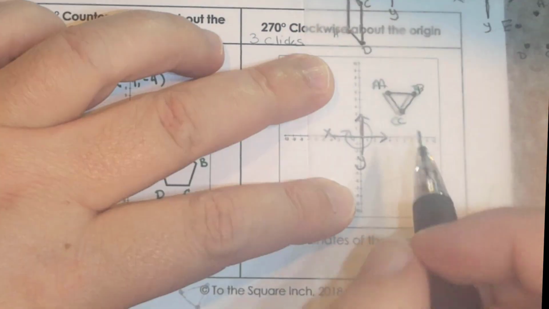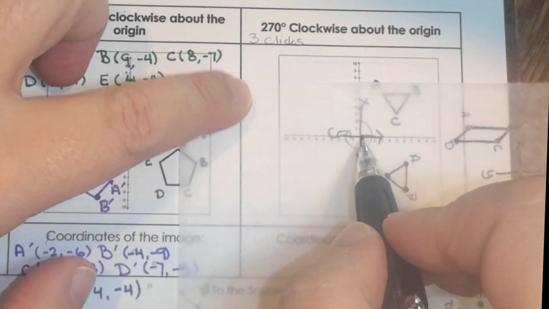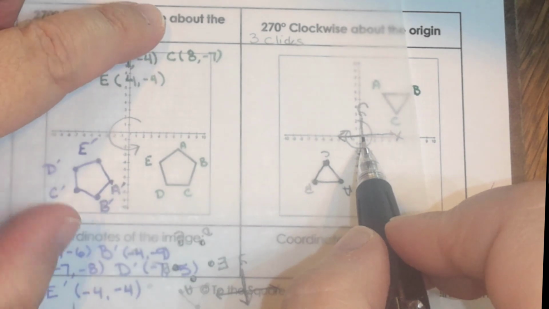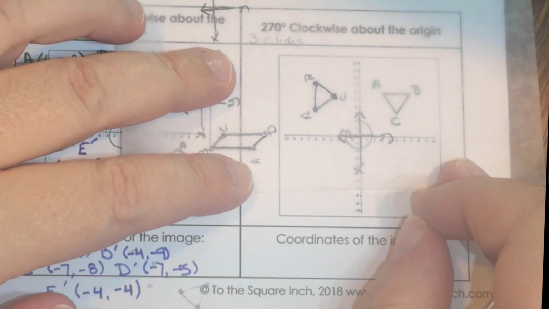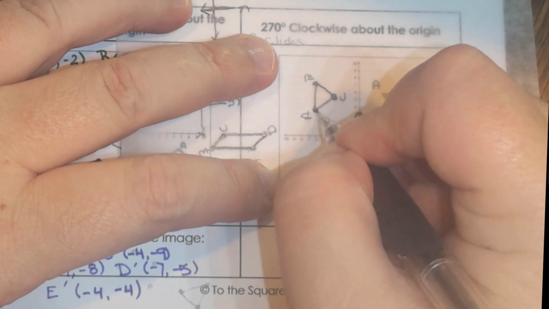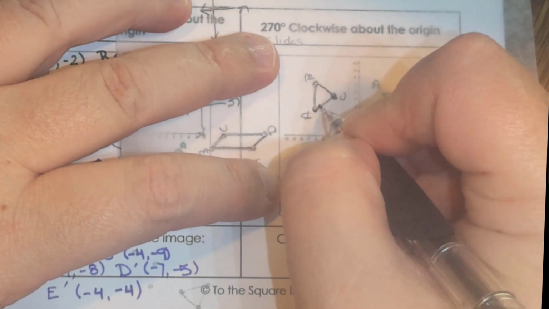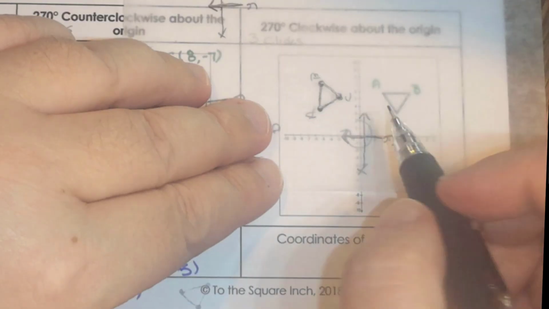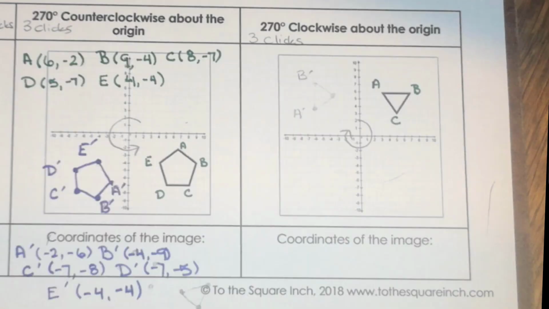So we're going 270. So remember that's 3 clicks. So 3 clicks because it's 270. So here's 1, here's 2, and here's 3. Line everything back up. Put your dots. So this one's A and this one's B. So this would be your A prime and this one's your B prime, making the last one C prime.